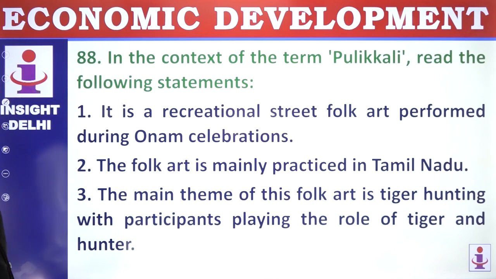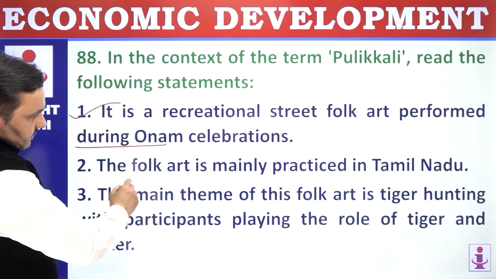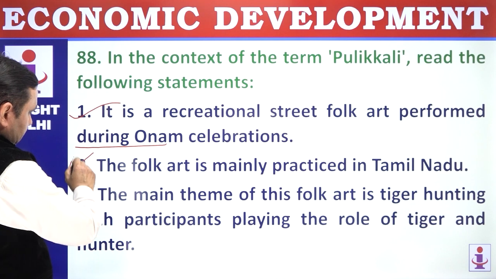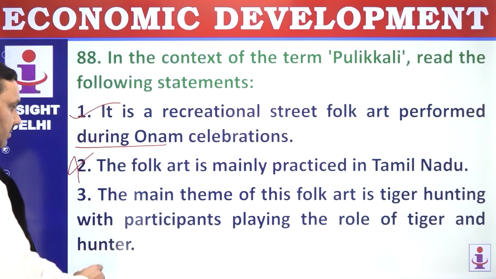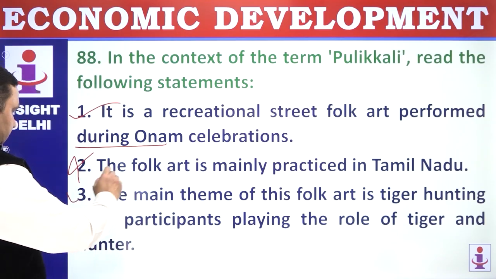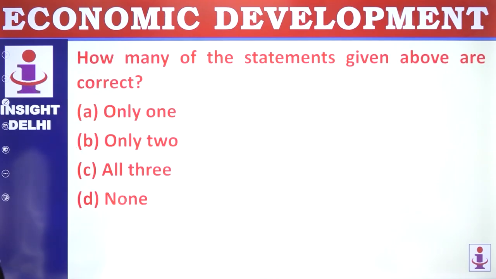In the context of the term Pulikali, read the following statement. It's a recreational folk art performed in Onam. Onam means Kerala. This folk art is mainly practiced in Kerala, not Tamil Nadu. Onam is Keralite, so you can remember easily. The main theme of this folk art is tiger hunting, with participants playing the role of tigers, and that's correct. 1, 3, only 2.